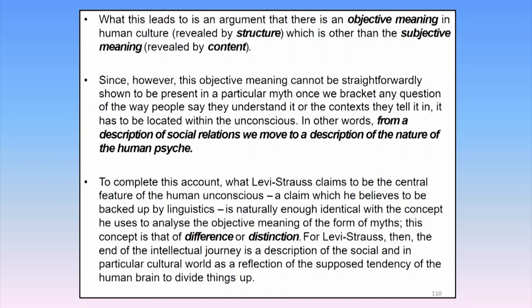Okay? Now we make a transition from a description of social relations to a description of the nature of the human psyche. What Levi-Strauss claims to be the central feature of the human unconscious, a claim which he believes to be backed up by linguistics, is naturally enough identical with the concept he uses to analyze the objective meaning of the form of myths. This concept is that of difference or distinction. Okay? This is very important.